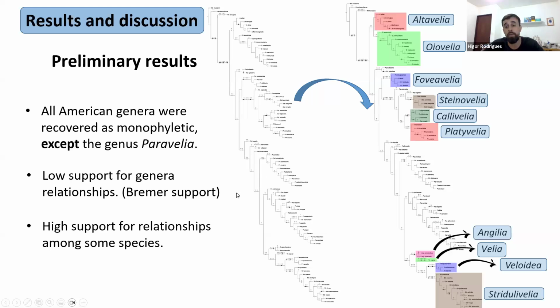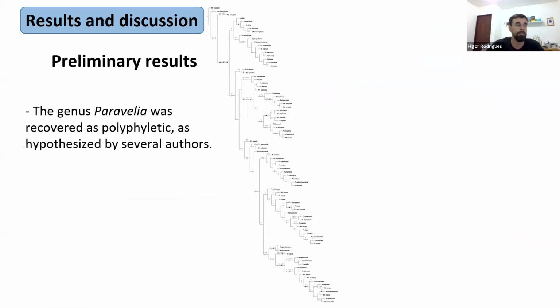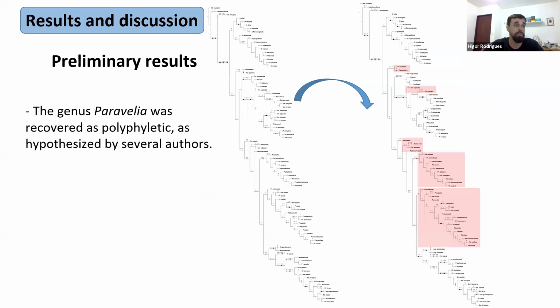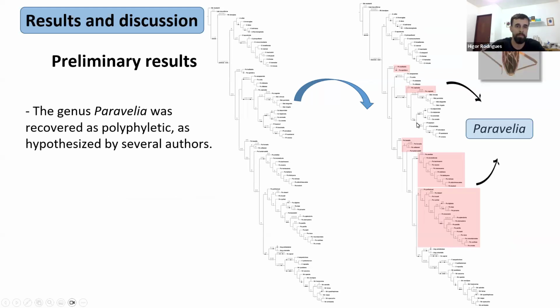However, for some internal clades, we found high support. So the genus Paravelia was recovered as polyphyletic, as hypothesized by several authors. So we have in the topology the species currently included in Paravelia. So here's the type species of the genus, Paravelia basalis.